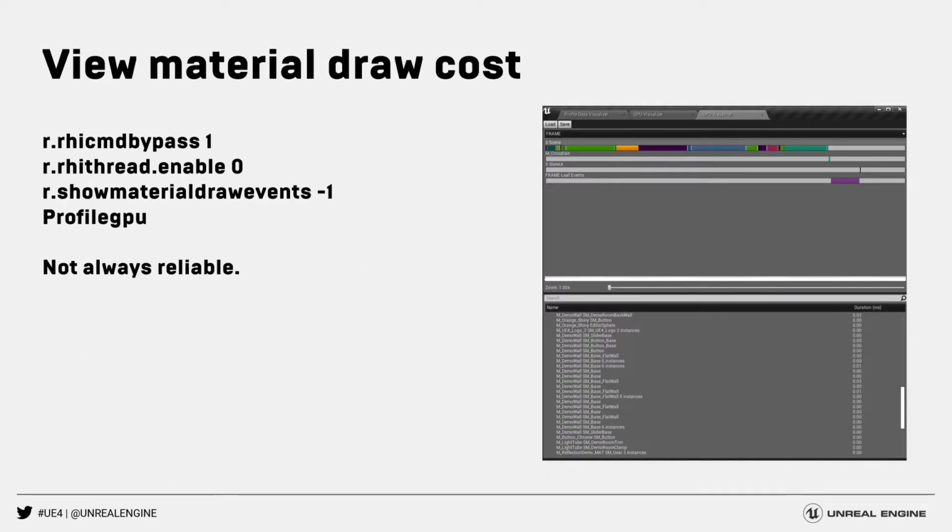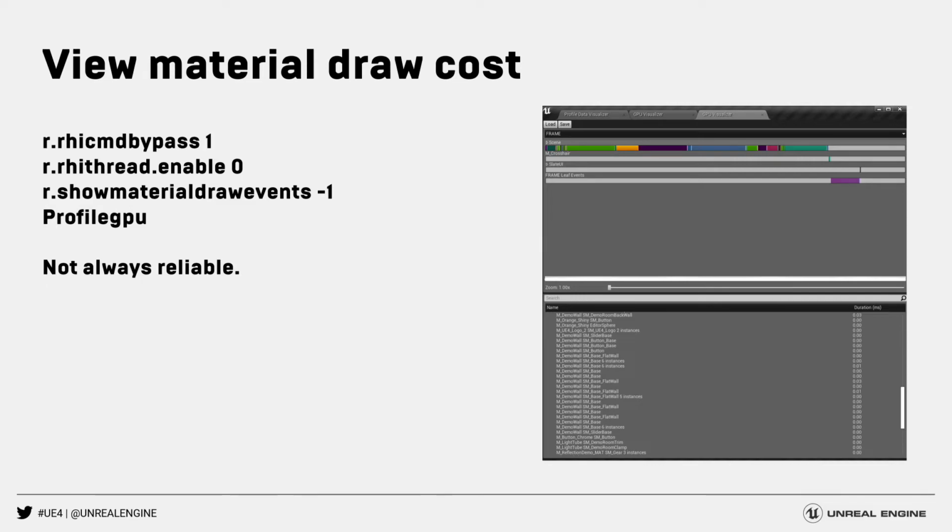So this is really useful, and honestly this is one that I didn't know about until quite recently. If you type in up top r.rhicmdbypass 1, then r.rhithread.enable 0, and r.showmaterialdrawevents -1, and then you profile your GPU, the GPU profiler will actually give you a draw cost for every single material in the scene.